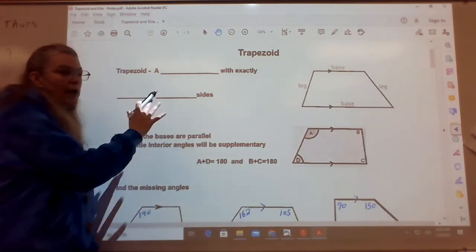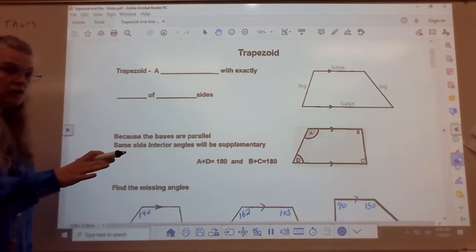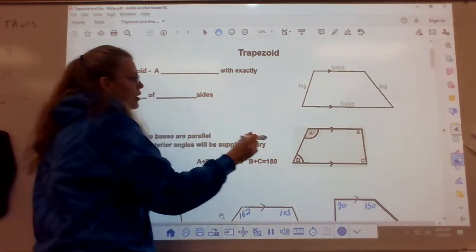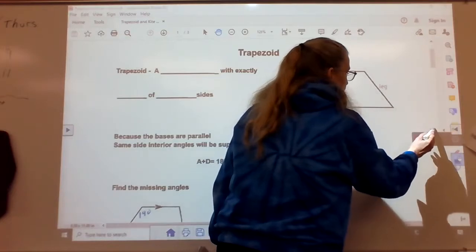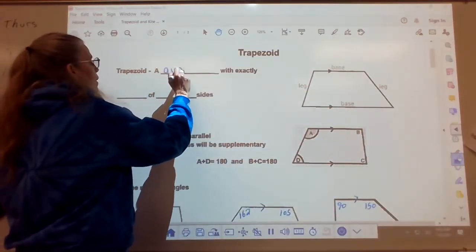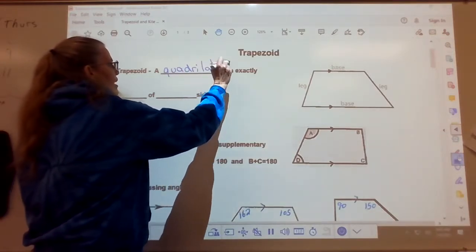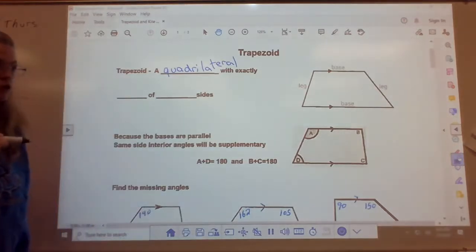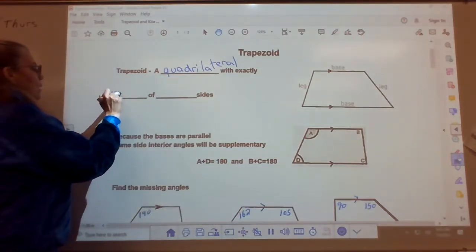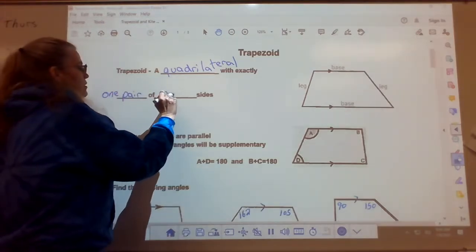So, trapezoids. What makes a trapezoid? It's still a quadrilateral, because we've been working with quadrilaterals for a while. So it's a quadrilateral. Remember, quadrilateral has 4 sides. So it's a quadrilateral with just one pair of parallel sides.